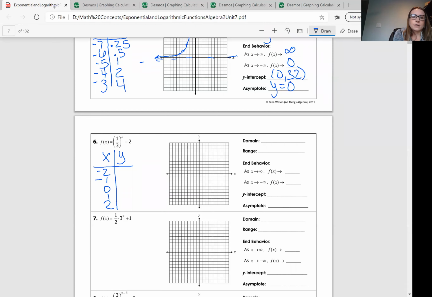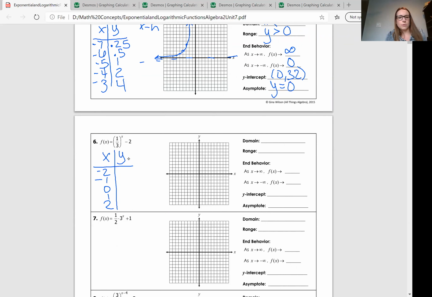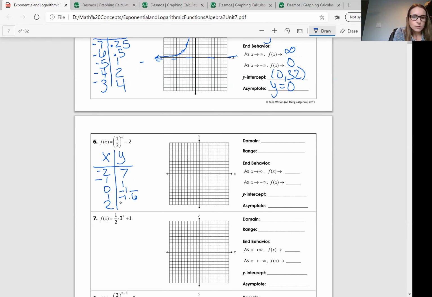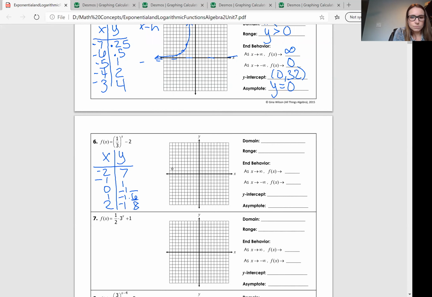Now, actually, I don't even have to do that. I wrote these all on a piece of paper, so I don't have to flip back and forth. So we have -2, 7, -1, 1, 0, -1, 1, -1.6 repeating, and 2, -1.8 repeating. Okay, so let's graph these.